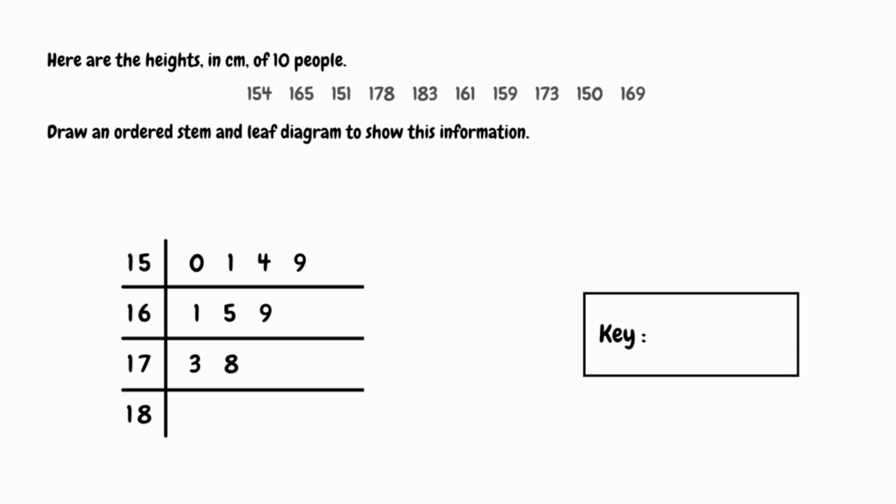And then finally, we only have one number in the 180s, and that was our 183. So our digits of 1 and 8 are on the stem side, and we put our 3 on the leaf side. And then to finish it off, we need to provide our key. So for this example, I'm going to use a random number. I'm going to go for 17 on the stem side and 3 on the leaf side, and this represents 173. And that would be my stem and leaf diagram complete.